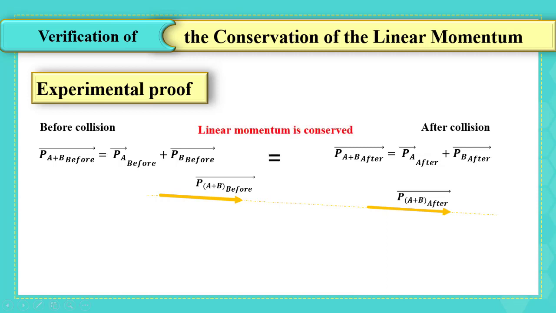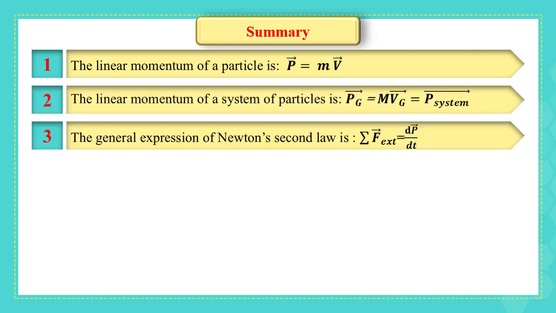Note that you can represent the two vectors anywhere in the region and you are not restricted with this line, and the vectors will be clearly parallel to each other. This is the end of the method of verification of the conservation of linear momentum.